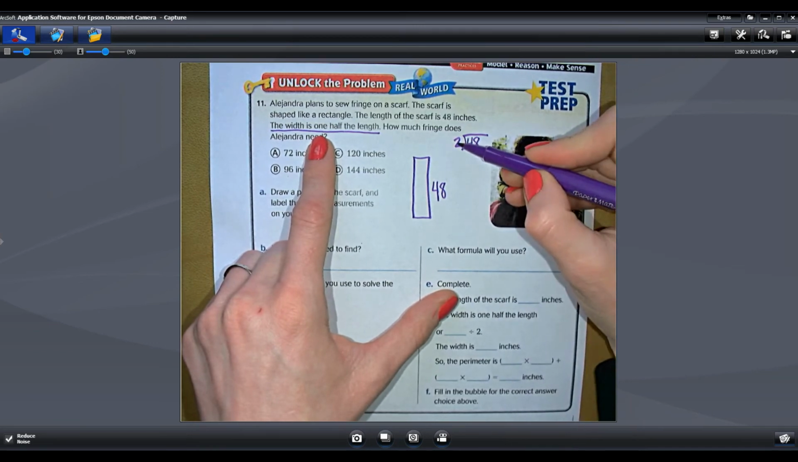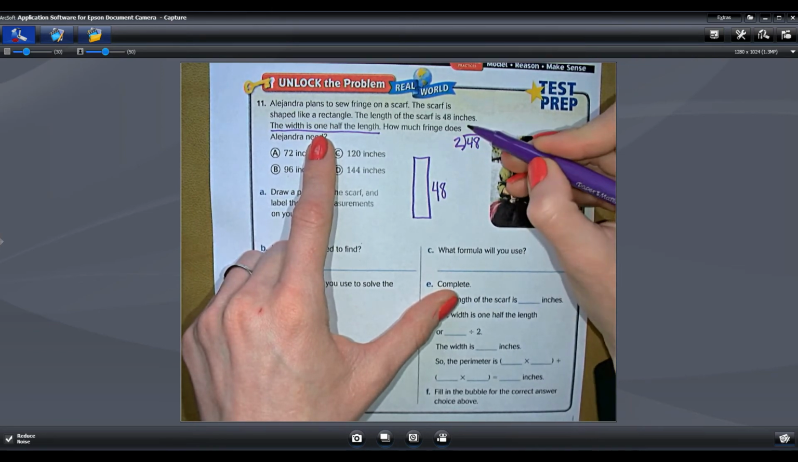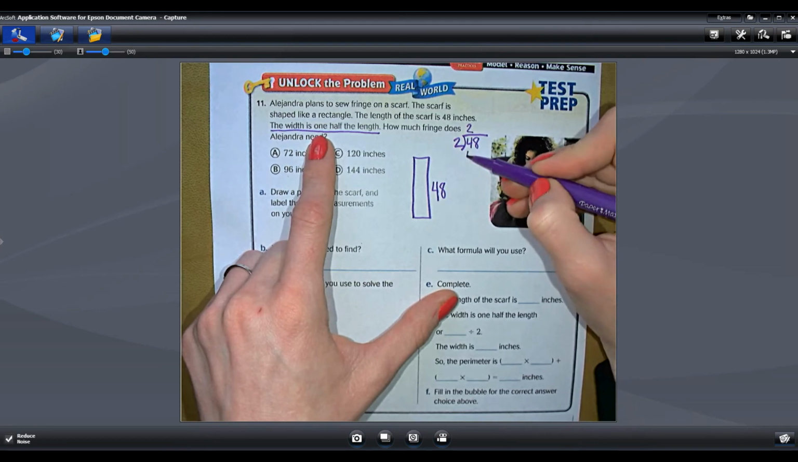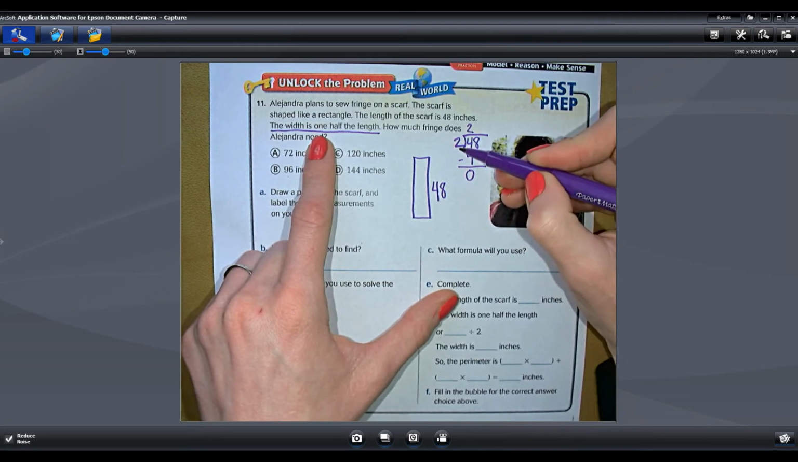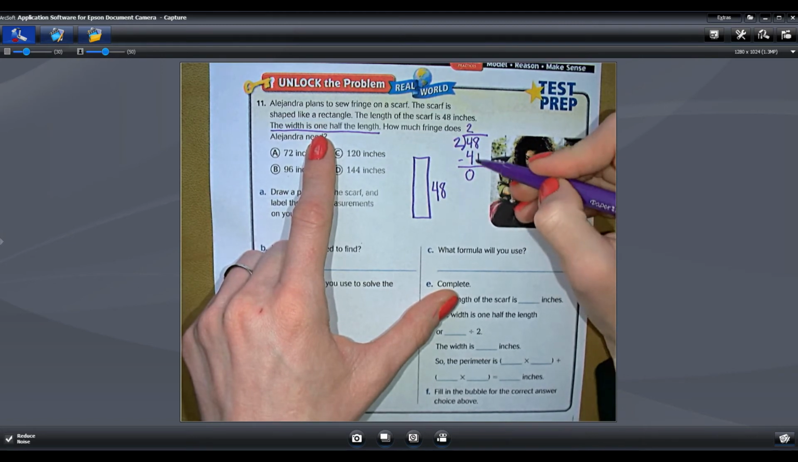How many times will 2 go into 4? 2, I divided. Now multiply. 2 times 2 is 4. Subtract and get 0. Is your remainder smaller than your divisor? Yes. Bring down the 8.